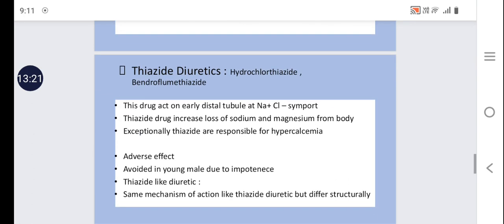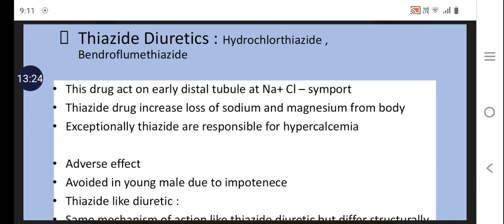Thiazide diuretics are also responsible for hypomagnesemia. They are responsible for hypokalemia, meaning deficiency of potassium. But in contrast to furosemide-like drugs, meaning loop diuretic drugs, thiazide diuretics cause hypercalcemia. Hypercalcemia means increased reabsorption of calcium. Loop diuretics cause hypocalcemia, and thiazide diuretics cause hypercalcemia, meaning an increase in the level of calcium.